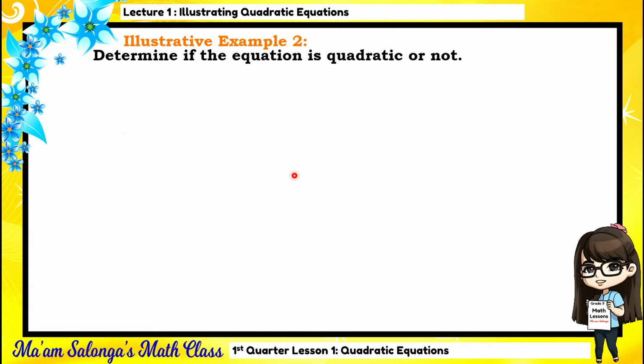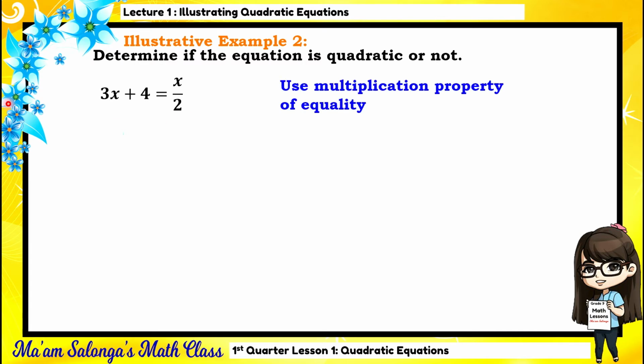Illustrative example number 2. Given is 3x plus 4 equals to x over 2. Again, we need to transform it to standard form through the use of property of equality. In this example, we will use multiplication property to simplify the fraction x over 2.